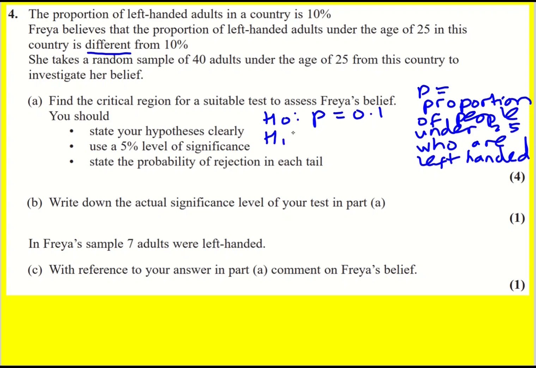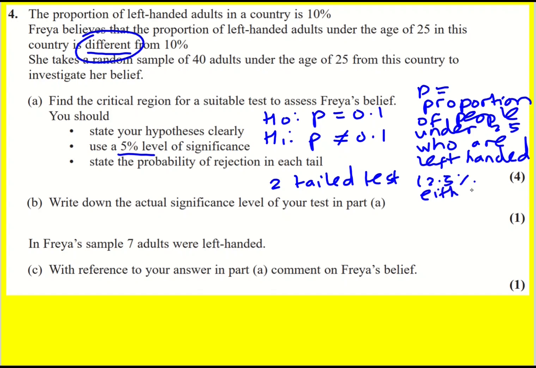And then H1 is that P is not equal to 0.1. It could be greater, it could be less, because it says it's different. So straight away, this means it's a two-tailed test. Worth writing that down. And because we are doing a 5% significance level, it's going to be 2.5% either side. Not going into any more details on that. That is what we do with a two-tailed. One-tailed, it would just be 5% on the side that you're interested in.